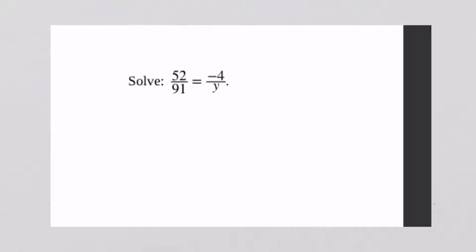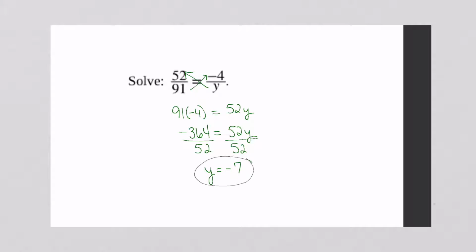Okay, so things don't really change when we have negative signs. You just have to use the rules that go along with negative numbers. So you're still cross-multiplying. 91 times negative 4 is equal to 52 times y. So on my calculator, 91 times negative 4 is negative 364. And to solve this, I divide both sides by 52. And I get that y is equal to negative 7. Check your work in the same way.